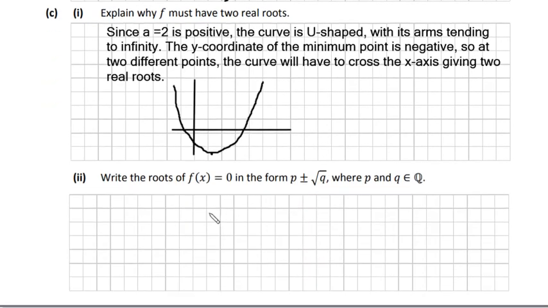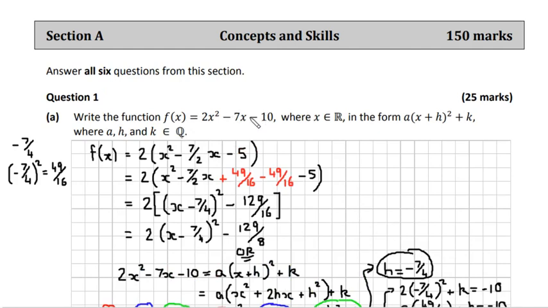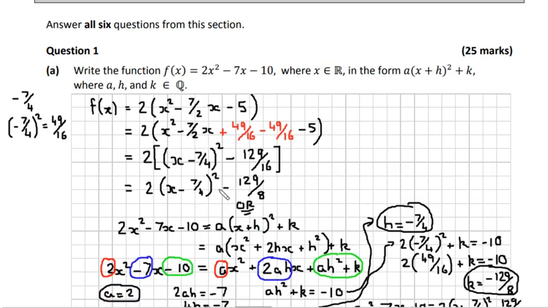And then it's actually looking for the roots here. It says write the roots of f of x equals 0 in the form p plus or minus root q, where p and q are again rational numbers. So f of x is the original function. You could just let this equal 0 and then solve it using the minus b formula. But I'll do it a slightly different way here. I'm going to use my completed square form. So instead of letting that equal 0, I'm going to let this equal 0.